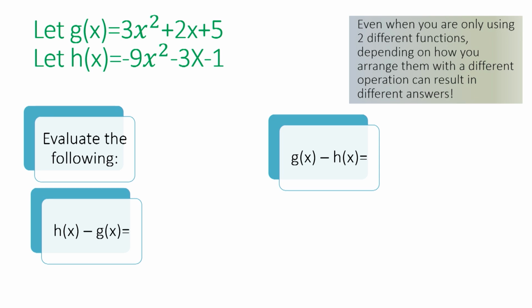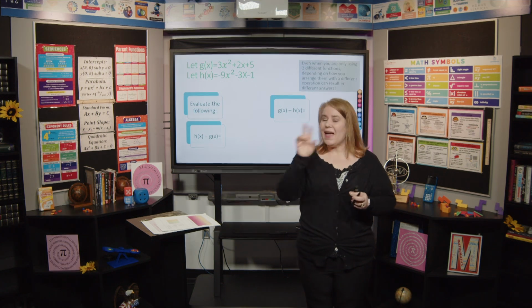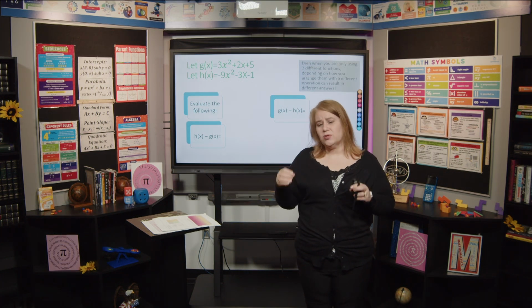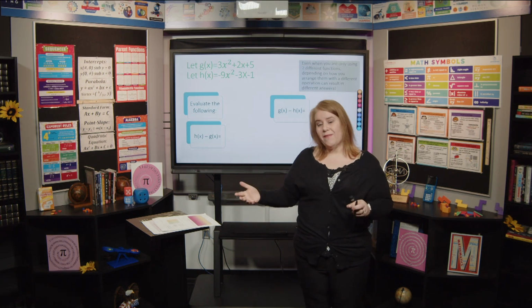Now I have my functions g of x and h of x. I want to evaluate the following. I have h of x minus g of x. And then I have g of x minus h of x. Now, up here it says, even when you're only using two different functions, depending on how they're arranged and what type of operation, you'll get different answers. Now, this is where we have to really pay attention. Even though I'm only using two things that I'm subtracting, depending on where I put them in the operation depends on what type of answer I get.